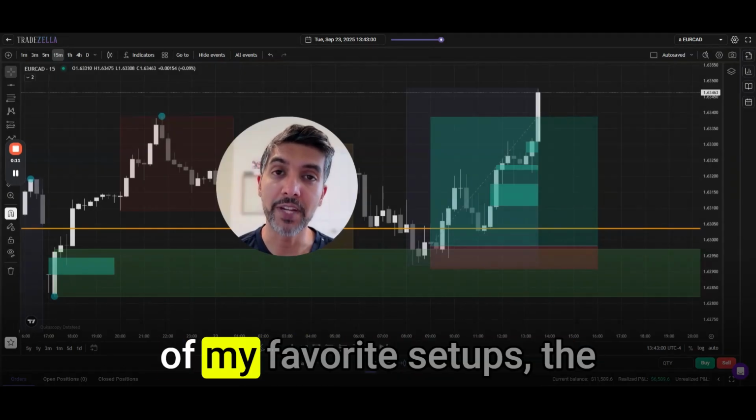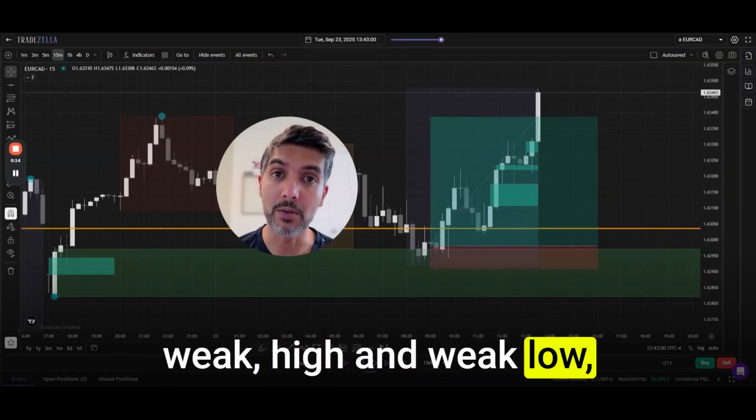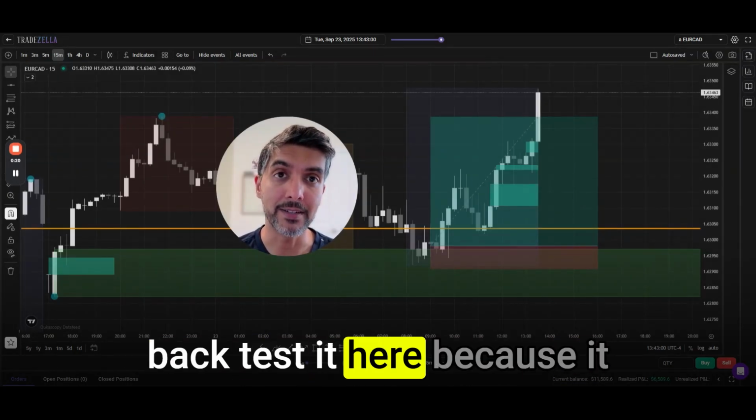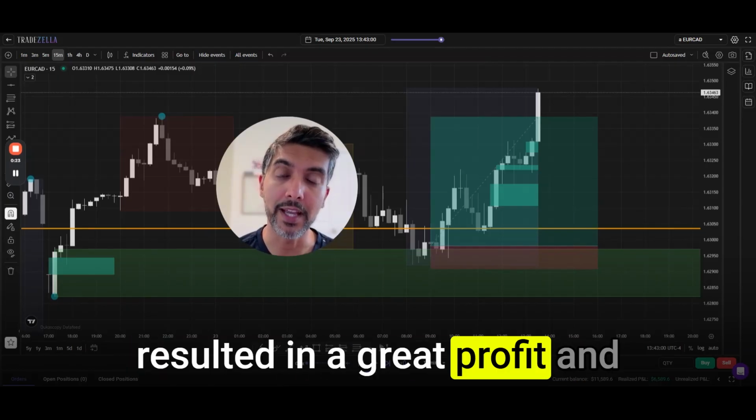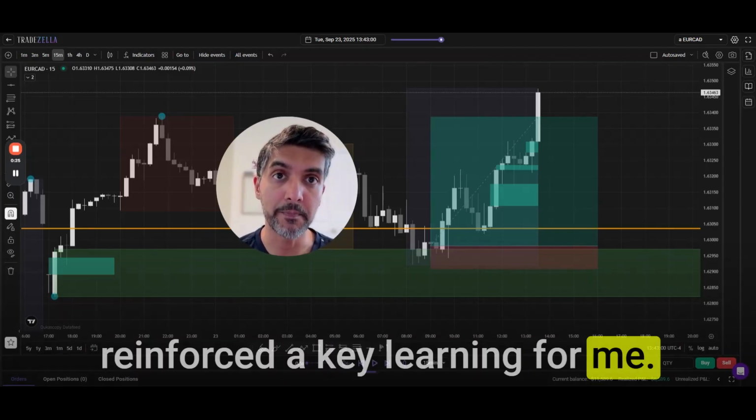This trade reinforced one of my favorite setups, the weak high, weak low. And I'm glad I was able to backtest it here because it resulted in a great profit and reinforced a key learning for me.